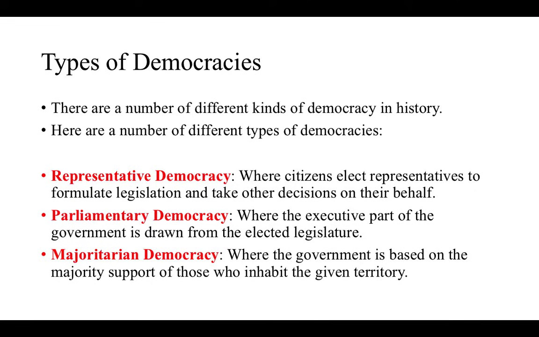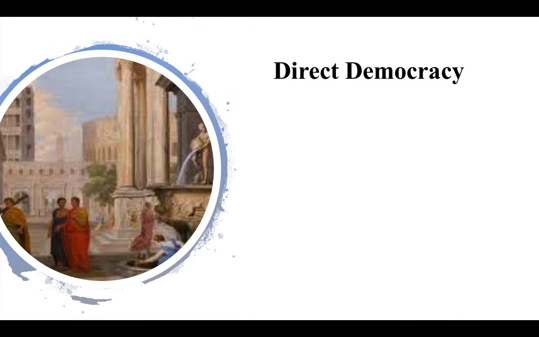You'll notice as you learn more in this topic and in A-level politics in general, that these different types of democracies can also be interwoven within each other. So, for example, a representative democracy could also be a parliamentary democracy, and both of those could also be a majoritarian democracy. These three are very interwoven within political systems. However, there are some kinds of democracies that are kind of separate. One of them is direct democracies.